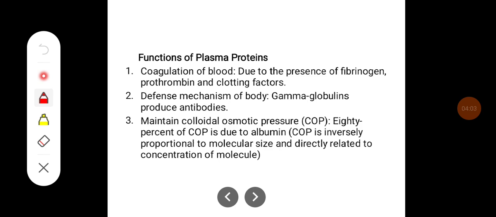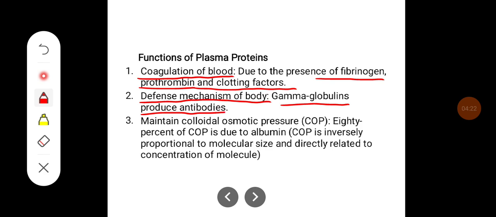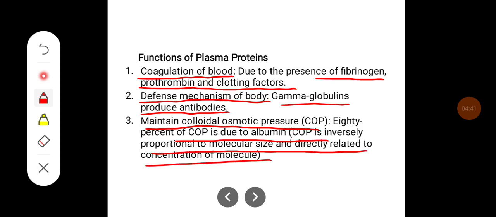Some of the functions of plasma proteins. It is involved in the coagulation of the blood due to the presence of fibrinogen, prothrombin, and clotting factors. It is involved in the defense mechanism of the body, as gamma globulins produce antibodies. They maintain colloidal osmotic pressure. Almost 80% of the colloidal osmotic pressure is due to albumin, and colloidal osmotic pressure is inversely proportional to the molecular size and directly related to the concentration of the molecule.